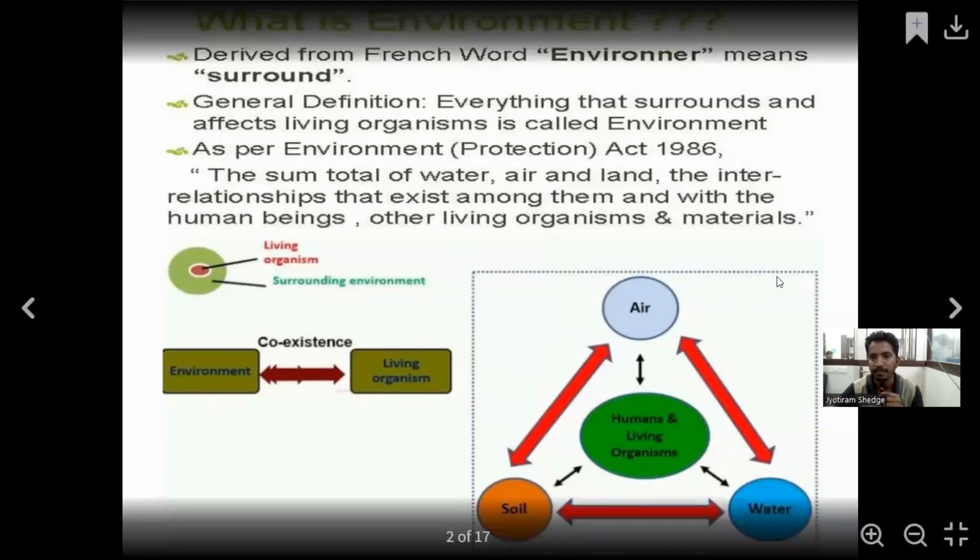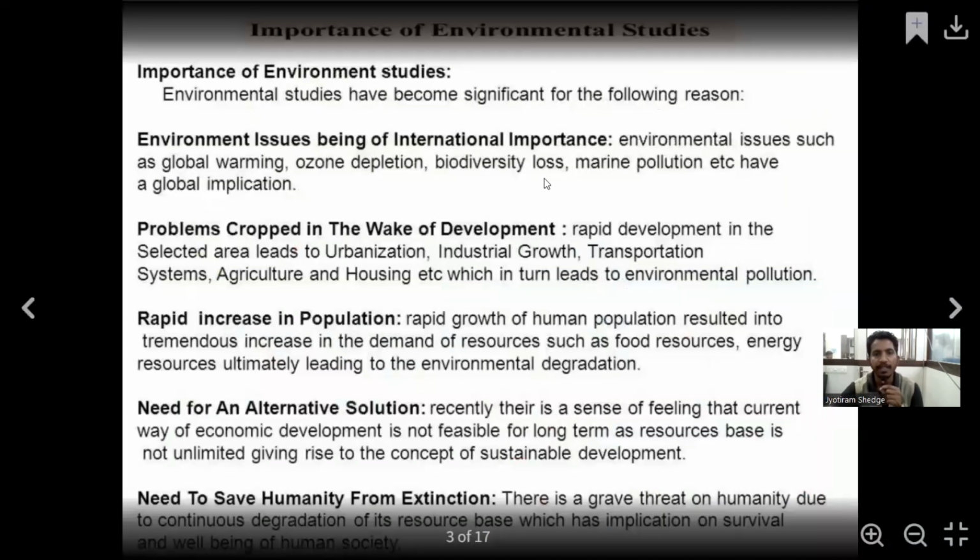Okay, next. The importance of environmental study. Why do we need to study environmental science, class? Everyone knows environmental issues are of international importance, such as global warming, climate change, ozone depletion, biodiversity loss, and marine pollution. These have a great global impact, and that's why we need to study environmental studies.